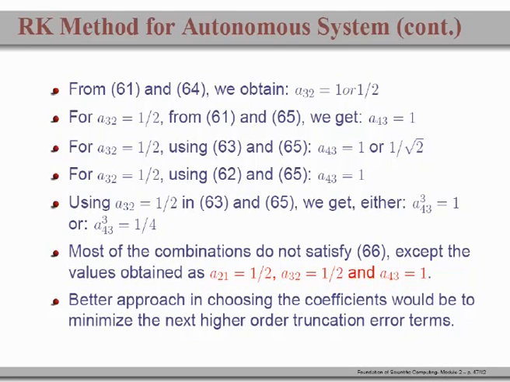from 2 sets of equations that we will get A43 equal to 1, and if we take another 2 sets, then we get 2 possibilities, 1 or 1 by root 2, and if I take another 2 equations, then I get A43 equal to 1. So, all this tells you somehow that this 1 by root 2 is odd man here. So, that should not be a valid solution.